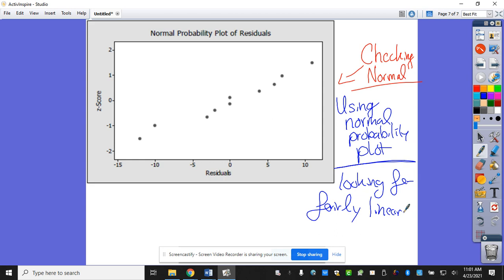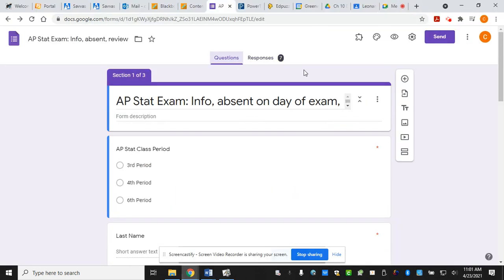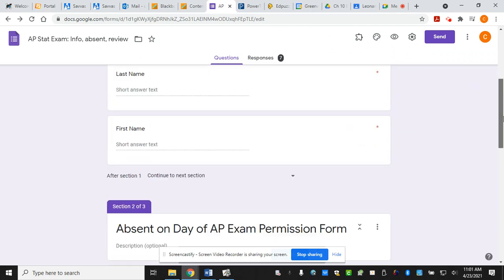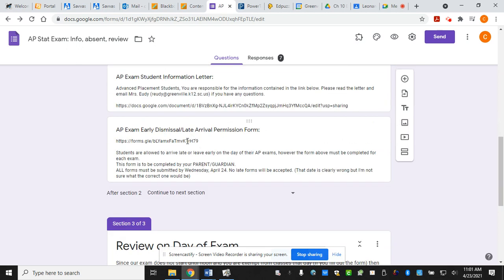All right, my last thing that I need to talk about is a Google form that I posted today. So a couple things. This one is stuff from the school, but there's one thing that's really important. This one is student information letter. I don't know what it is, but I'm sure you can click on it and look at it. You've probably seen it somewhere. This one is your late arrival thing that I talked about. Make sure that you do that.